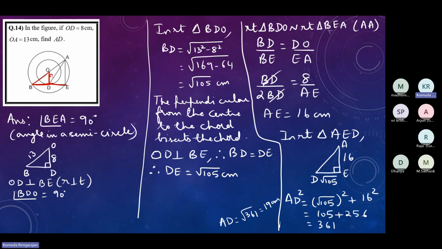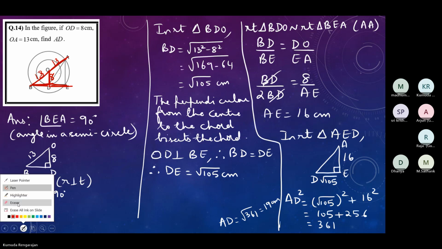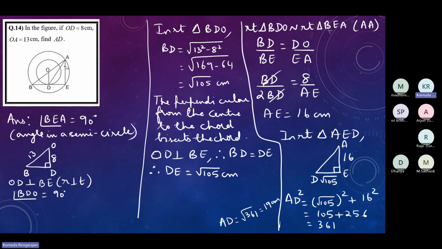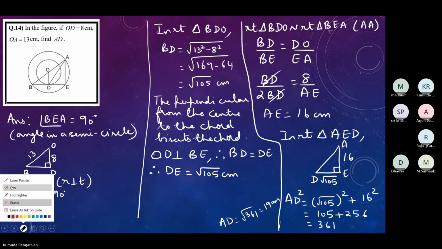OD is 8. And you know OA is 13, radius. OA is 13, so OB is also 13. So in this right triangle, the hypotenuse is 13 and this side is 8. So you can find BD. And once you find BD, the same is DE. So we found DE. Next is to find AE.